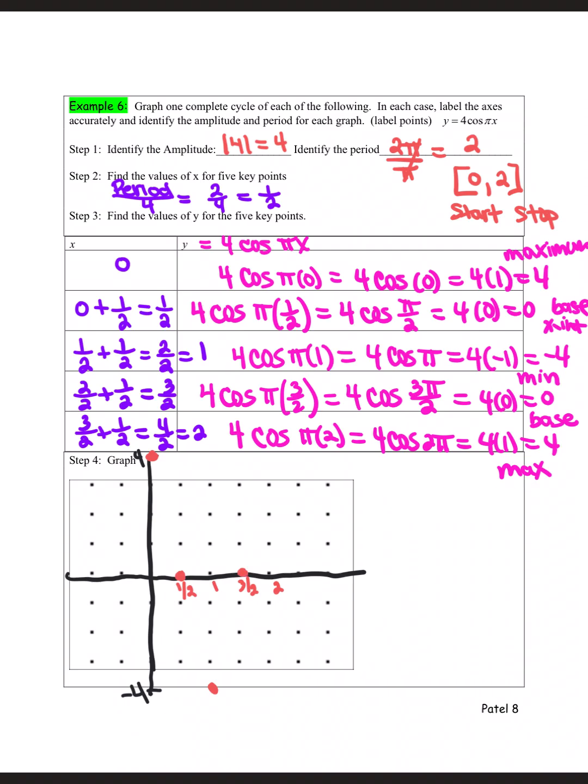Then it goes back to base. And then we have 2, 4. So it goes back to max. And then connecting your points.